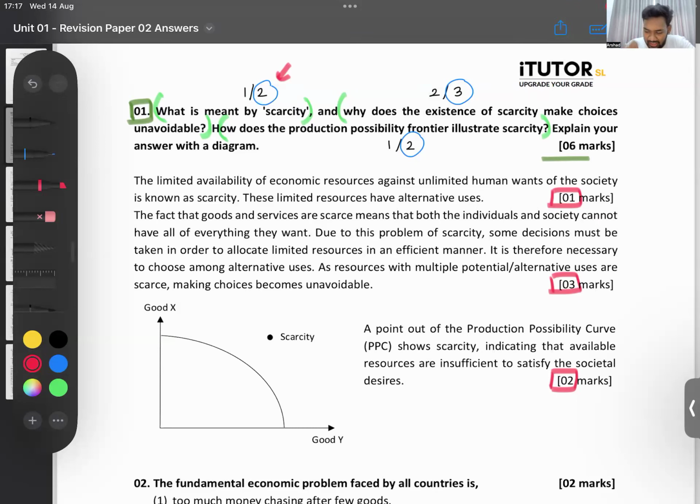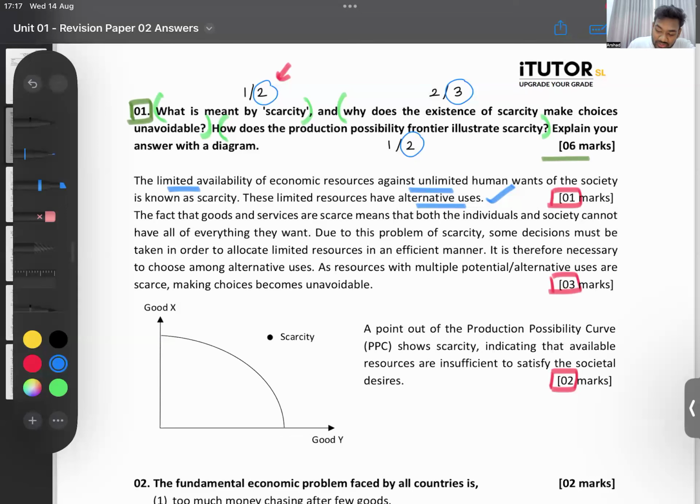Right. Now we'll see how the answer is. So what is meant by scarcity? Easy enough. For what is meant by scarcity, I'm giving a small explanation. I am saying scarcity is the limitedness of resources compared to unlimited wants. And then I said these scarce resources have alternative uses. Done. Limited resources, unlimited wants.